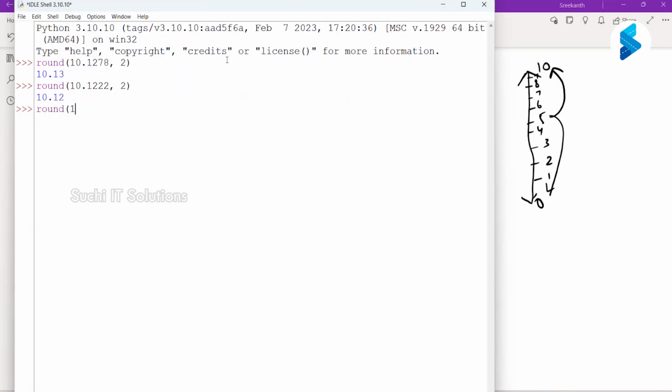Round off 10.12356. If I have to round it to 3 decimal points, what would be the output here? 10.124, right? Because anything equal to or greater than 5 would always fall to the next number.